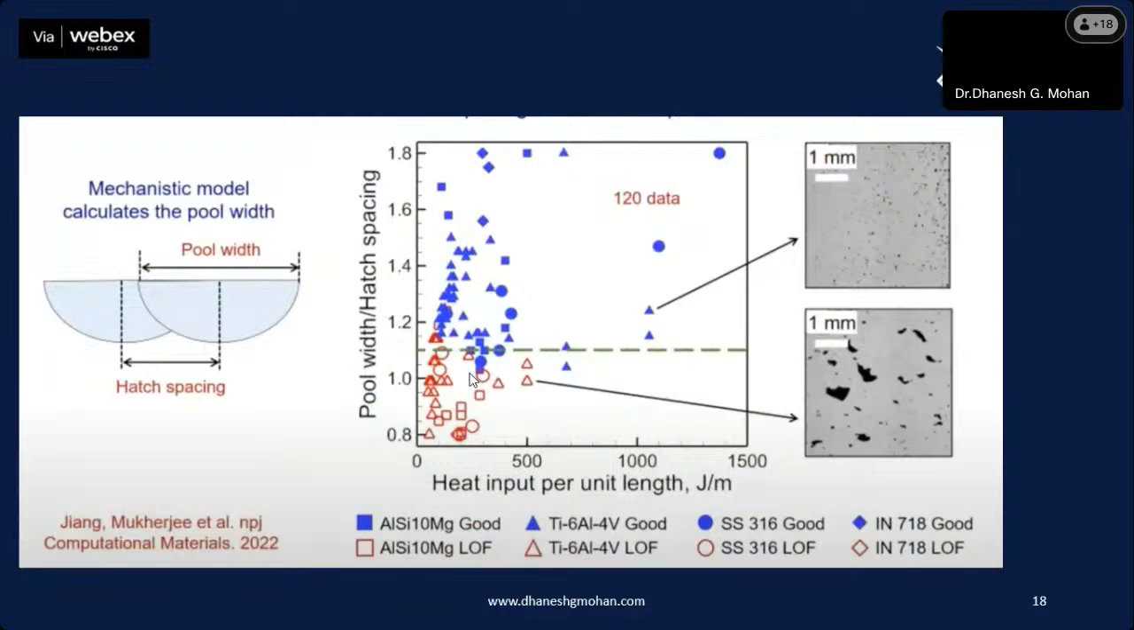You can see over here, after the optimization, the hatch spacing is reduced, and at the same time, the temperature is controlled. You can see how heat input per unit length and pool width are influencing. There are two images, two sets of data, showing which one still has defects, and these are for different materials given over there.